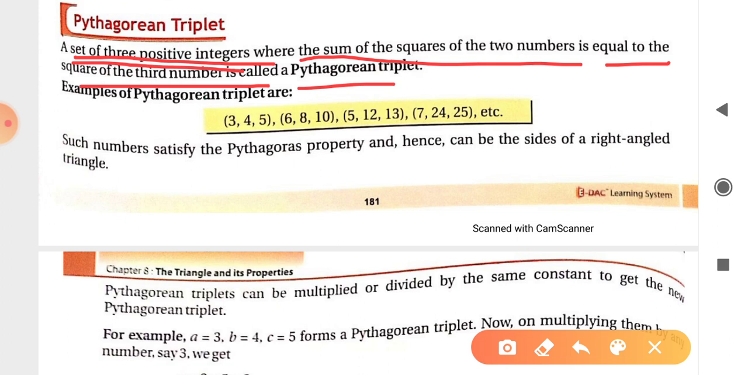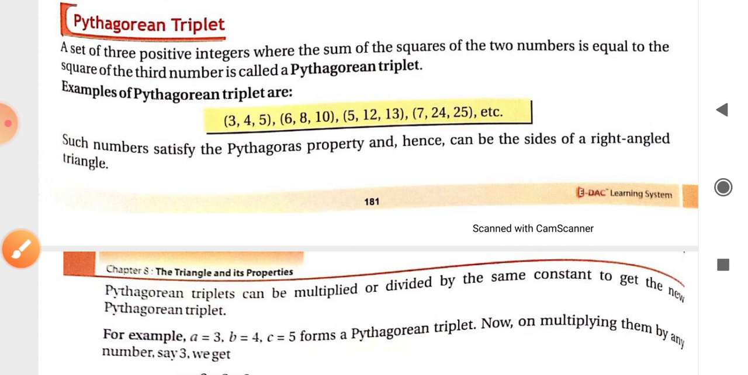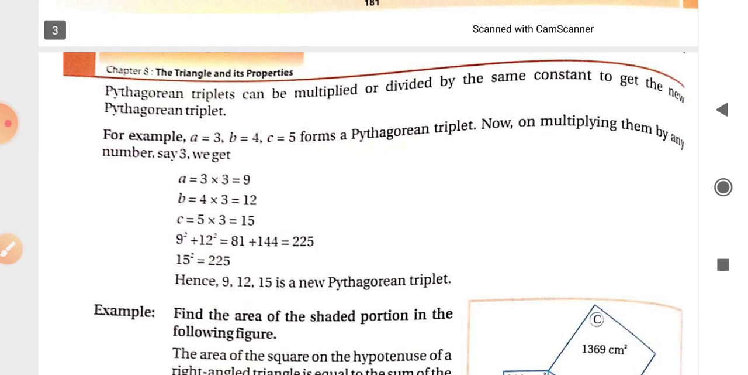For example, 3, 4 and 5. This is known as Pythagorean triplet because these three numbers satisfy Pythagoras theorem. So we can say that these are the sides of a right angled triangle. Similarly, 6, 8 and 10, 5, 12, 13, 7, 24, 25, etc. There are so many Pythagorean triplets on which Pythagoras property holds, and these can be sides of a right angled triangle. So this is Pythagorean triplet.